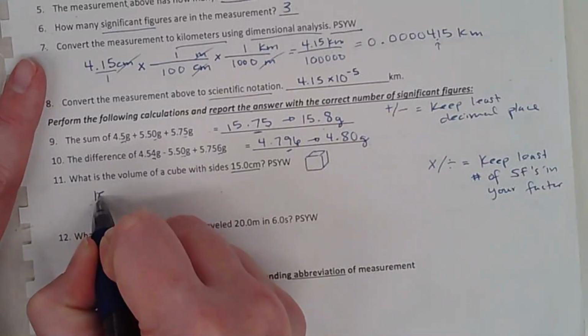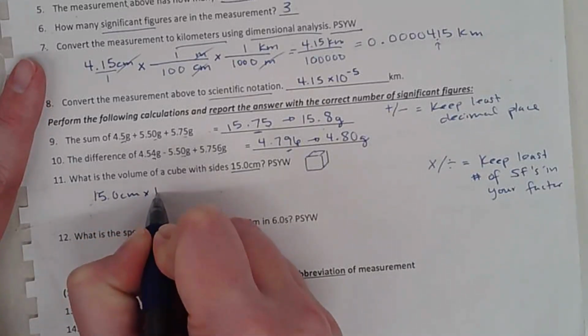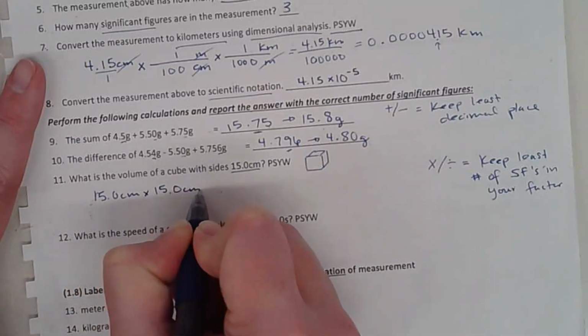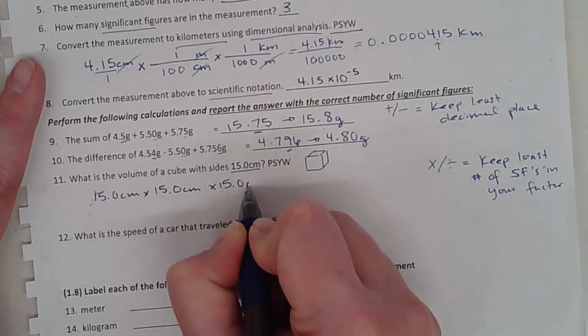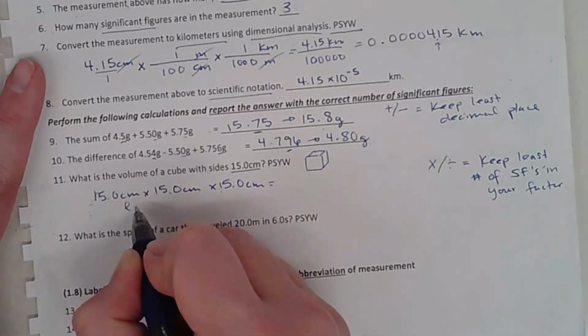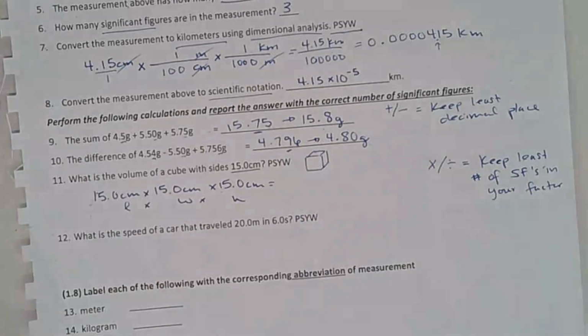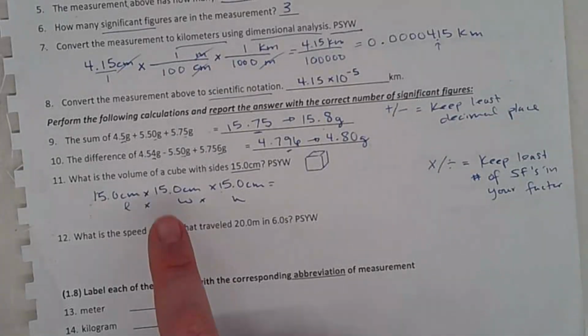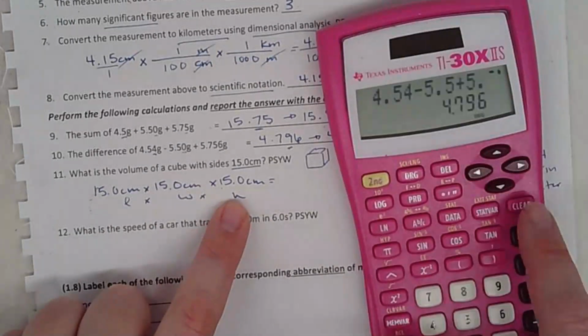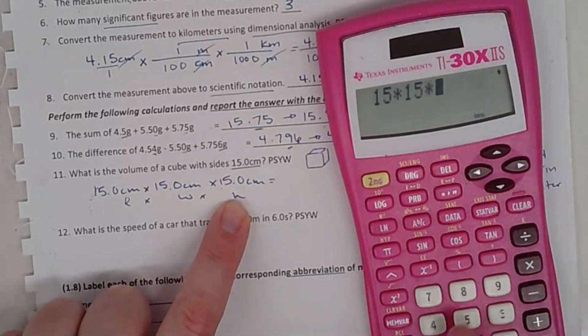15 cubed would be 15 centimeters times 15 centimeters times 15 centimeters. All right, length times width times height, but they're all the same, so it's really just length cubed. And remember, it's a cube, and so that also tells you what your unit should be. So remember that part at the end. So let's do this. 15 times 15 times 15.